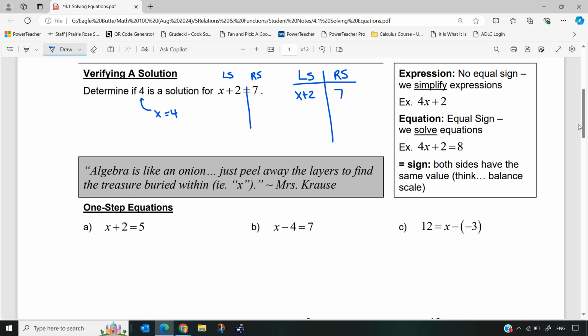We're setting this up as a left side, right side chart because until we've subbed in and verified that our answers are equivalent, we can't really use that equal sign. So mathematically, we need to show that they're equivalent before we can write that equal sign.